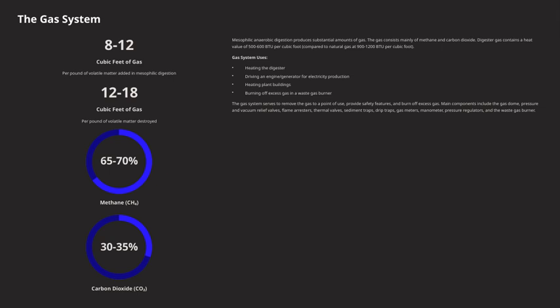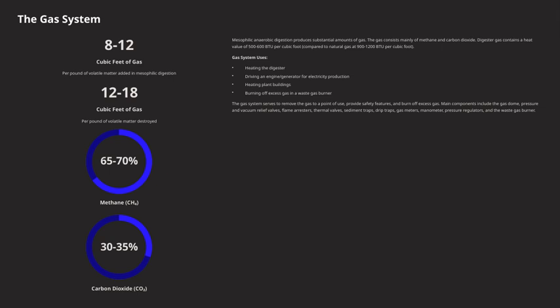Now, this gas isn't just produced for the sake of it. It has several important uses. We can harness it for heating the digester to maintain optimal conditions, or use it to drive engines or generators, producing electricity. It can also be used to heat plant buildings, which helps reduce other energy costs. And of course, any excess gas needs to be safely managed. That's where waste gas burners come in. They burn off the excess gas to prevent buildup and ensure safety.